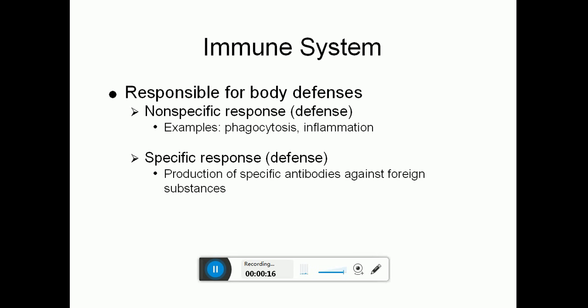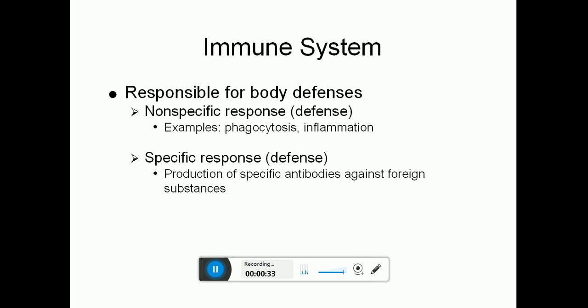One of them is a non-specific response, and that happens to any kind of foreign body trying to enter the cell, for example, phagocytosis and inflammation. So it's non-specific. It doesn't depend on the antigen or the foreign body trying to invade us.